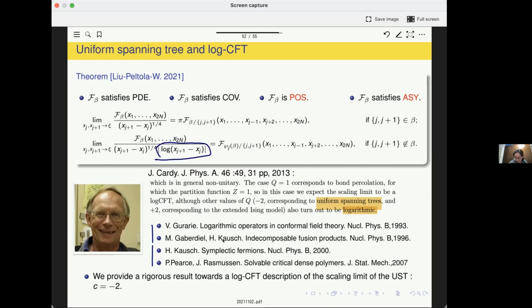But of course, I'm not a physicist, so in fact, I do not fully understand what this physics literature means. But what we proved in our paper is that at least we give a rigorous result on what they mean by the field has a log correction. Okay.